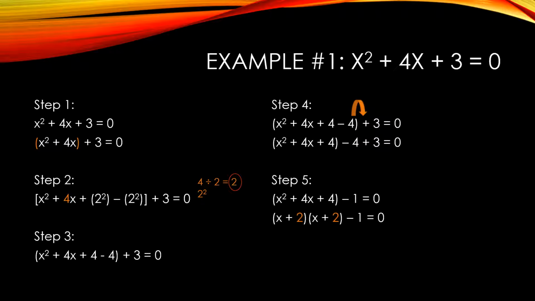We rewrite our trinomial in factored form, and since our two brackets are identical, that leads us right into step number 6. We write our identical bracket to the power of 2. So y equals x plus 2 in brackets to the power of 2 minus 1.